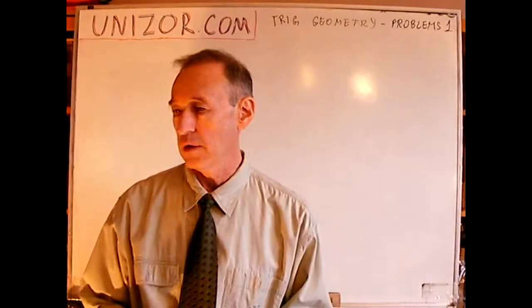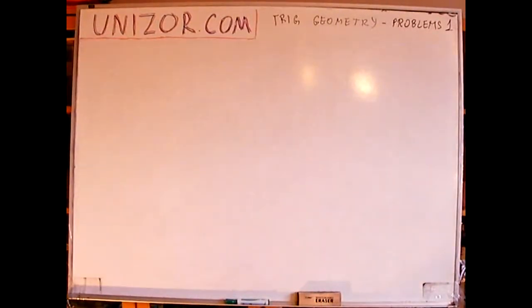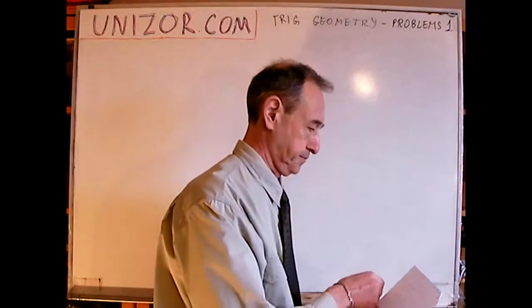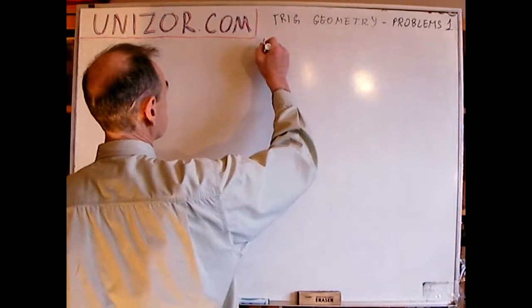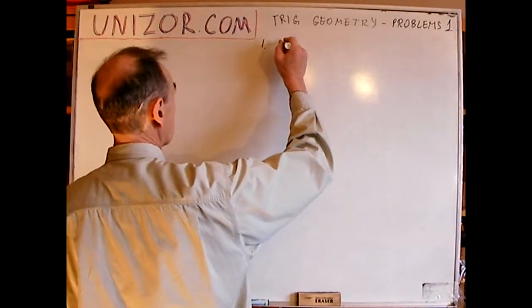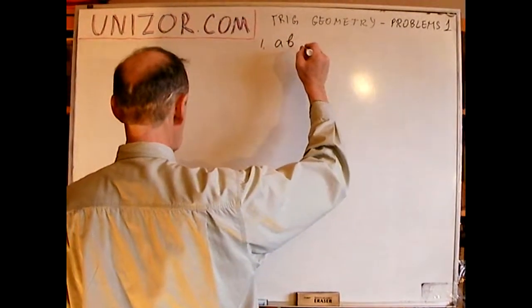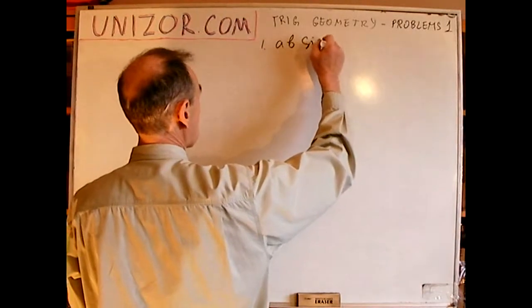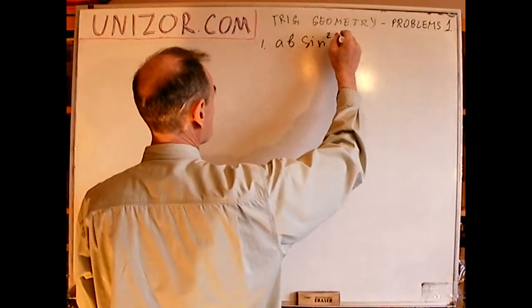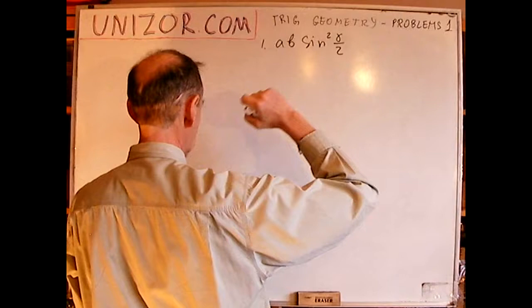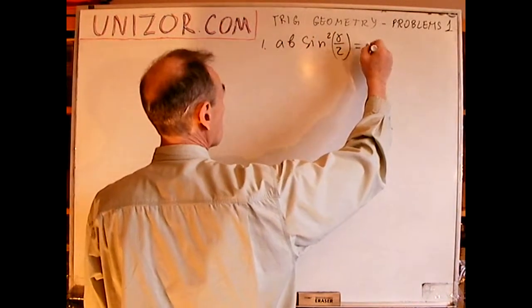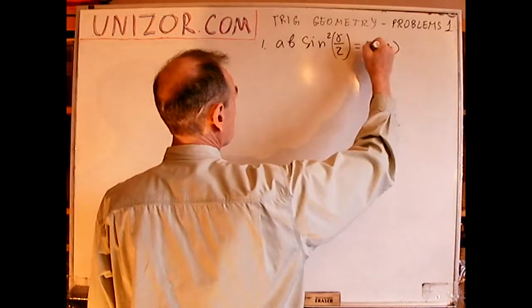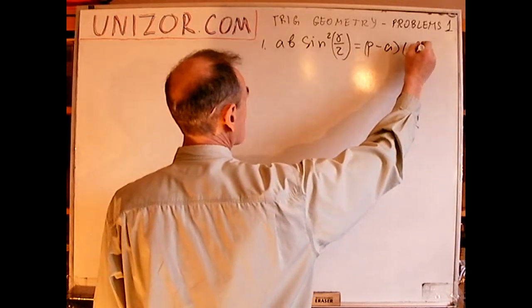Problem number 1. Prove that in any triangle ABC, sine square of gamma over 2 equals (P minus A)(P minus B) over AB.